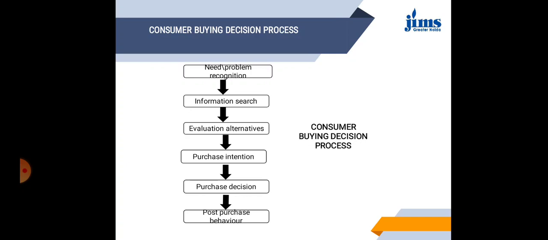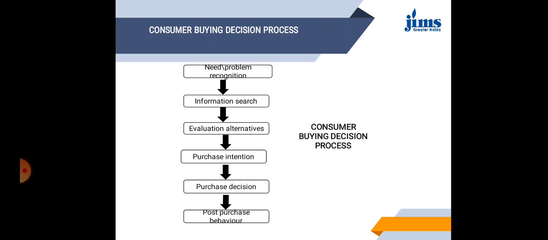So in the first stage, we have to understand and recognize the need or the problem that will force and persuade us to buy certain products. Now we will move on to the second stage, which is information search. That is, there are so many different alternatives available in the market in the form of products and services that can satisfy a particular need and solve a particular problem.